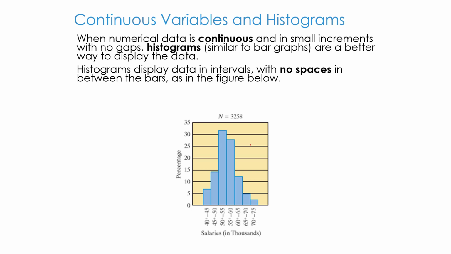Continuous variables and histograms. When numerical data is continuous and in small increments with no gaps, histograms, similar to a bar graph, are a better way to display the data. Histograms display the data in intervals with no spaces in between the bars, as in the figure below.